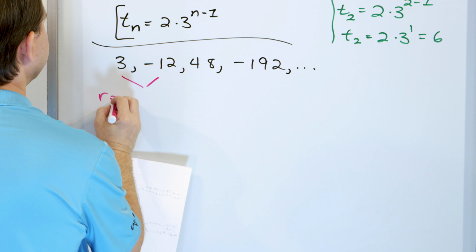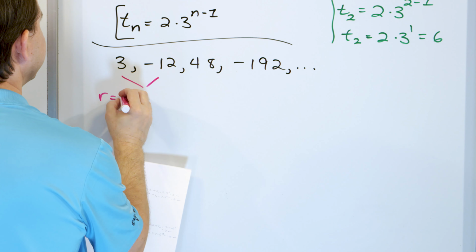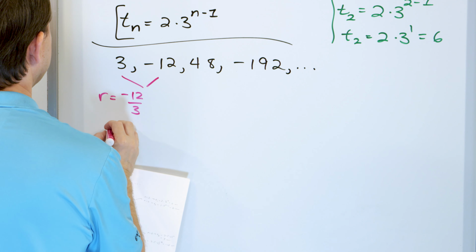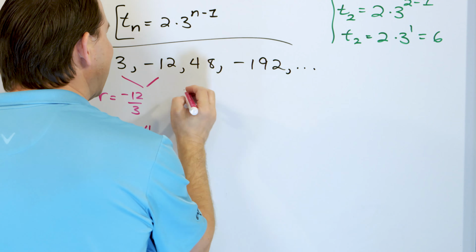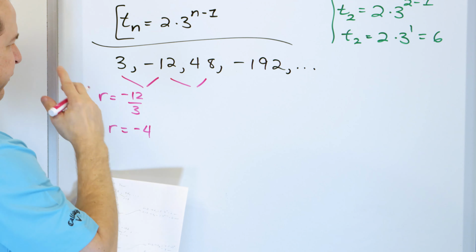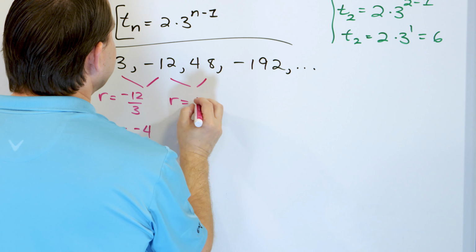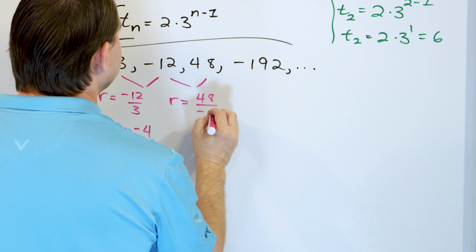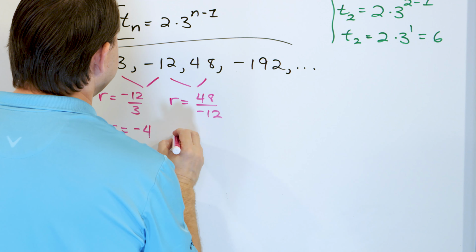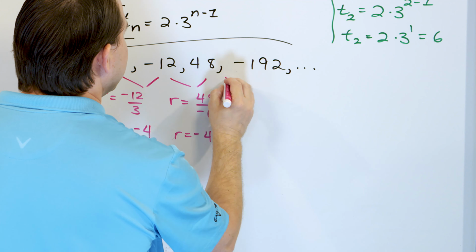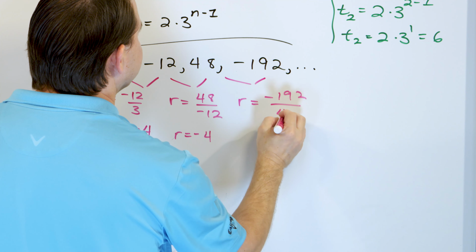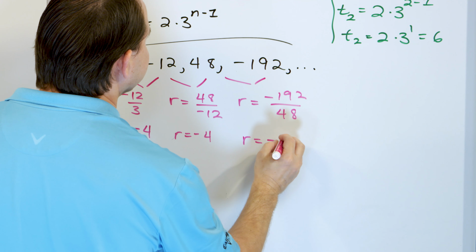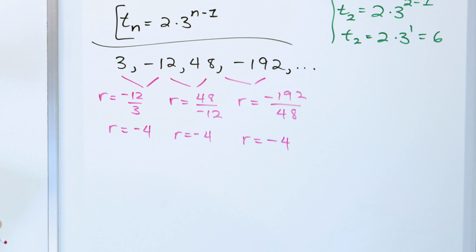This common ratio here is going to be this divided by this, negative 12 over 3. So what do you get? Negative 4. Now all of these should have exactly the same common ratio, otherwise this is not a geometric sequence at all. So this ratio is 48 over negative 12, and you can see this is going to then be negative 4. This common ratio, negative 192 over 48, if you grab a calculator, you're going to find this is also equal to negative 4. So this is a geometric sequence as well.